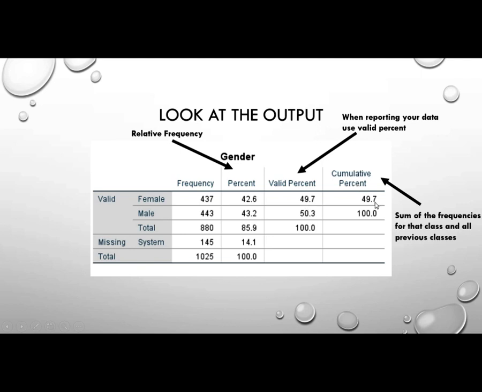The cumulative percent, look at this one. It says 49.7 females and then 100% male. That doesn't sound right, but what it's actually doing is taking 49.7, adding to this and reporting, yep, now we're at the sum of all the percents that we have.